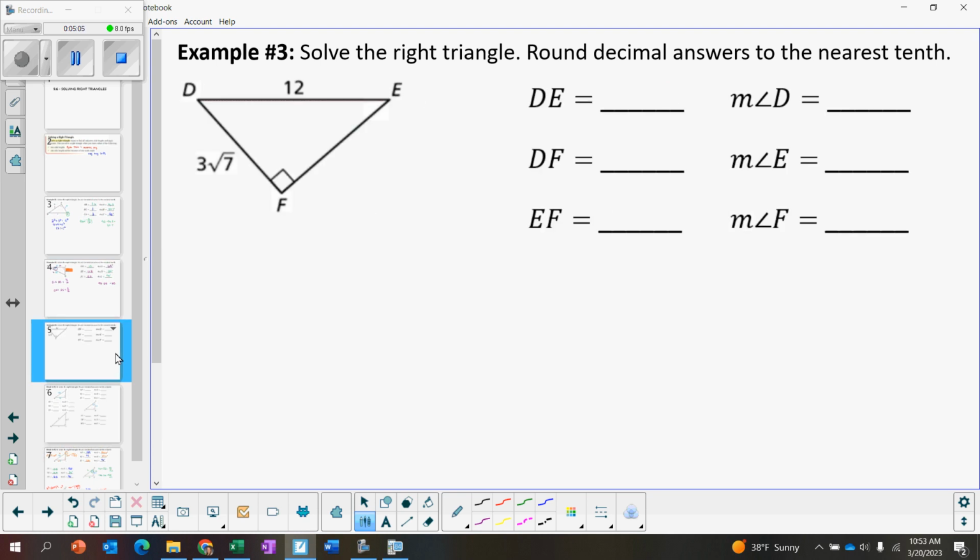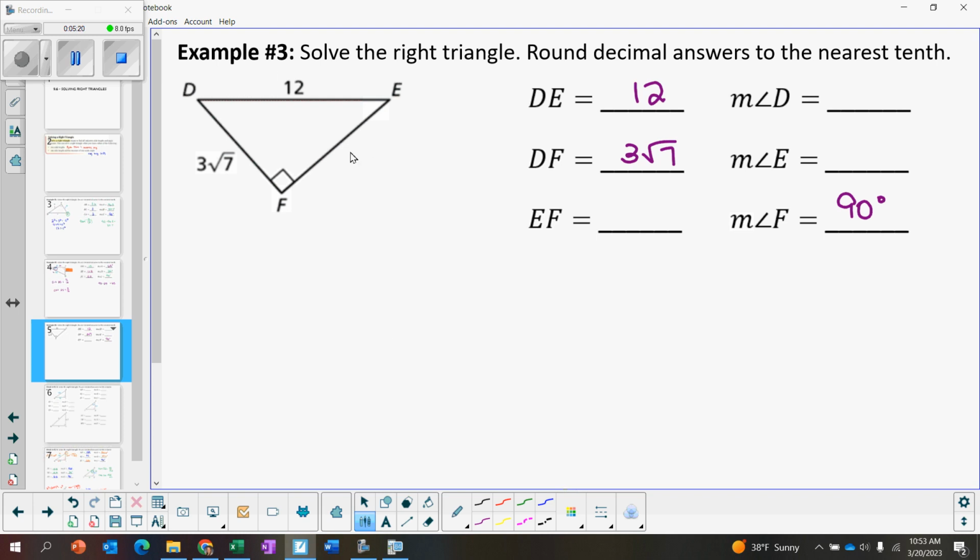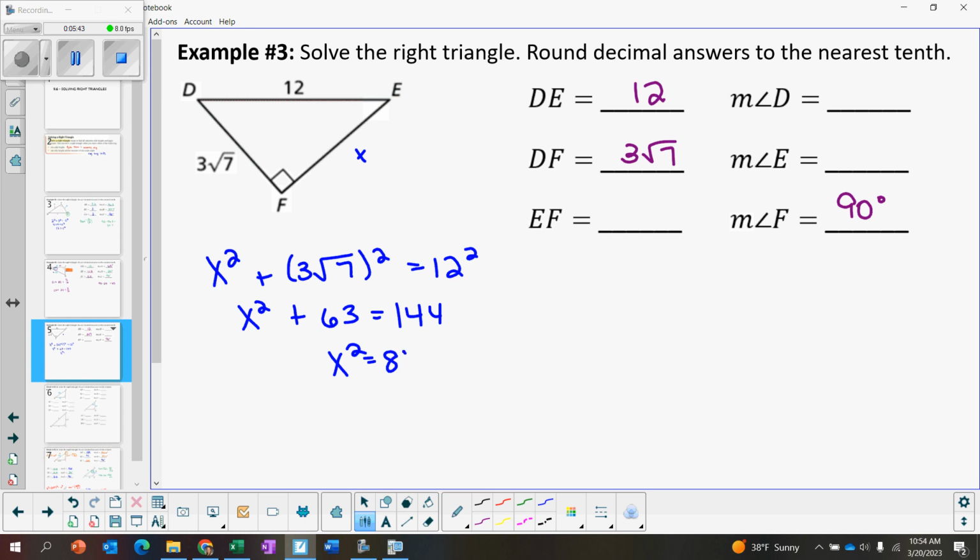All right, one more. So let's fill in what we know. We know DE is 12, DF is 3 root 7, and measure of angle F is 90 degrees. So I'm going to have x squared plus 3 root 7 squared equals 12 squared. So remember, we can either put this in the calculator or in parentheses, or I square the 3 and square the root 7, so 9 times 7 is 63. So I get x squared is 81, so x is actually 9, so EF is 9.